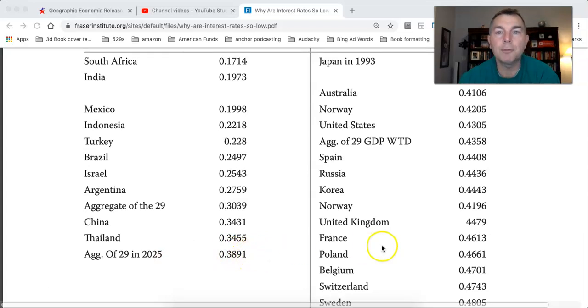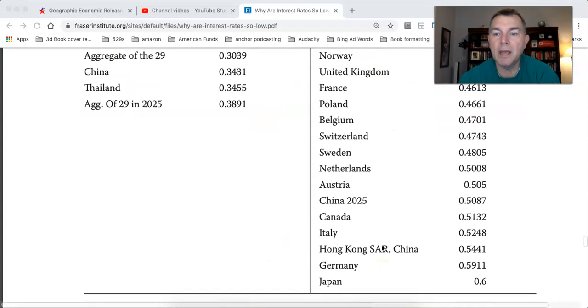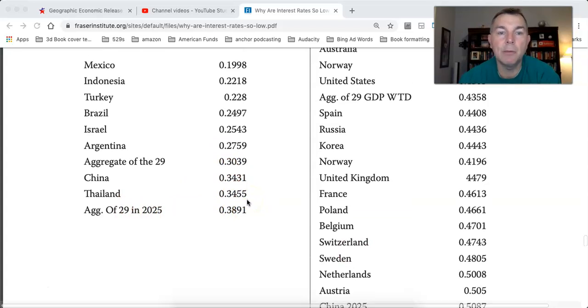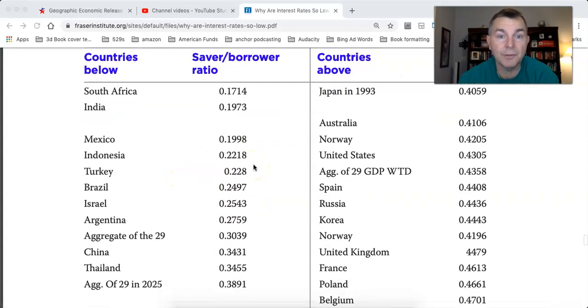All right, 0.3891. 0.3891 is the aggregate. The aggregate in 2025 is 0.3891. The aggregate of the 29 right now in 2015 is 0.3039. Japan in 1993 is 0.4. So right now we're 25% below Japan in 1993, which is really the epicenter of when this started to change. In 2025, the aggregate of the 30 countries, or 29 essentially, because we don't know Saudi Arabia, will be right at where Japan was in 1993.